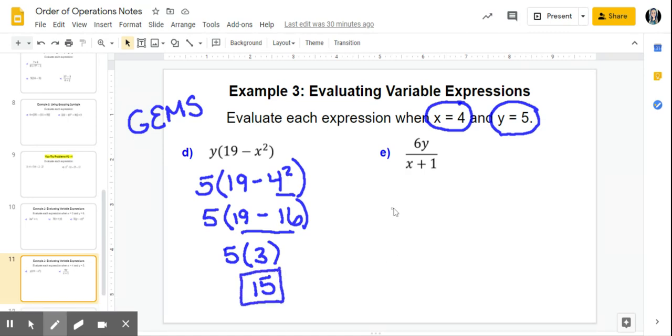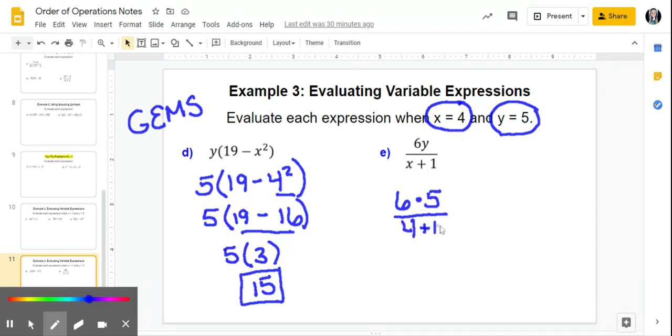One more example, problem A. So on the top, instead of saying 6 times y, I'm going to say 6 times 5 all over. And on the bottom, instead of saying x plus 1, I'm going to say 4 plus 1. Now remember, fractions count as grouping symbols. So I'm going to start with the top and take care of that. 6 times 5 gives me 30. On the bottom, 4 plus 1 gives me 5.